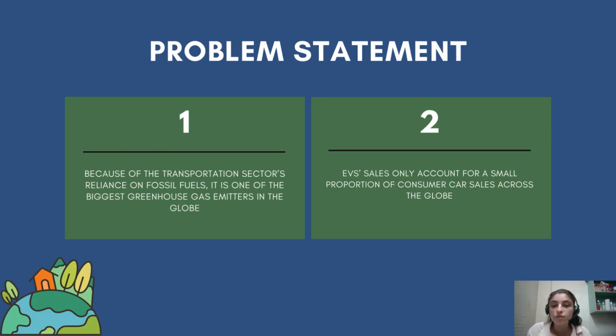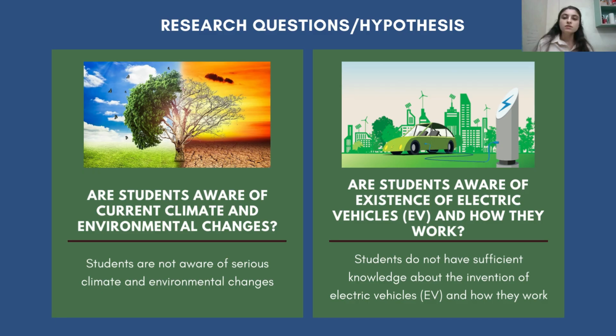The first one is that because of the transportation sector's reliance on fossil fuels, it is one of the biggest greenhouse gas emitters in the globe. And the second one, EV sales only account for a small proportion of consumer car sales across the globe. So moving on to the research questions and hypothesis.